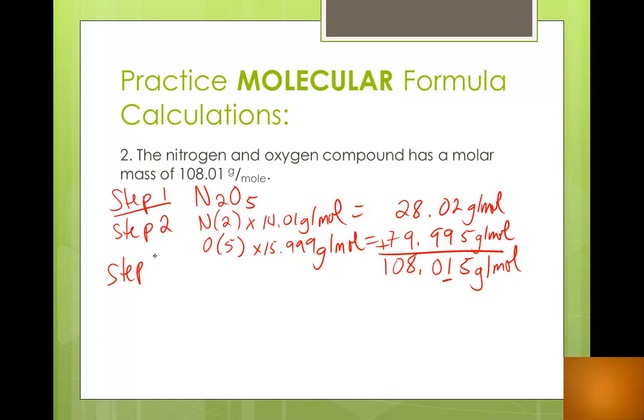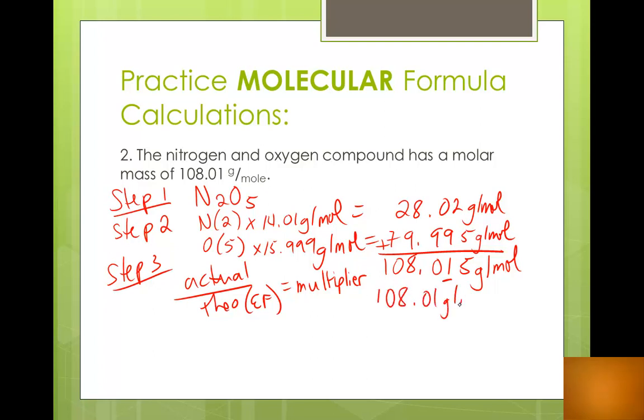Step three, actual over theoretical. Remember, theoretical is your empirical formula molar mass. This gives us our multiplier. So our actual was 108.01 grams per mole, divided by our empirical formula molar mass, which is 108.015. Remember, this is our theoretical. And we get 1.